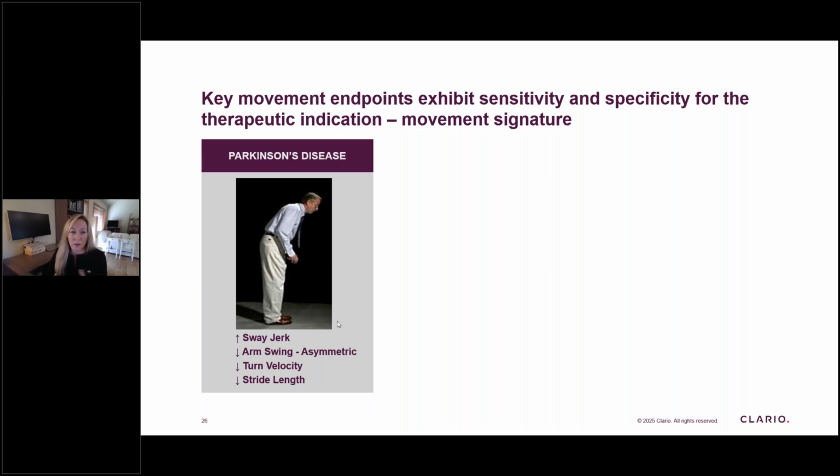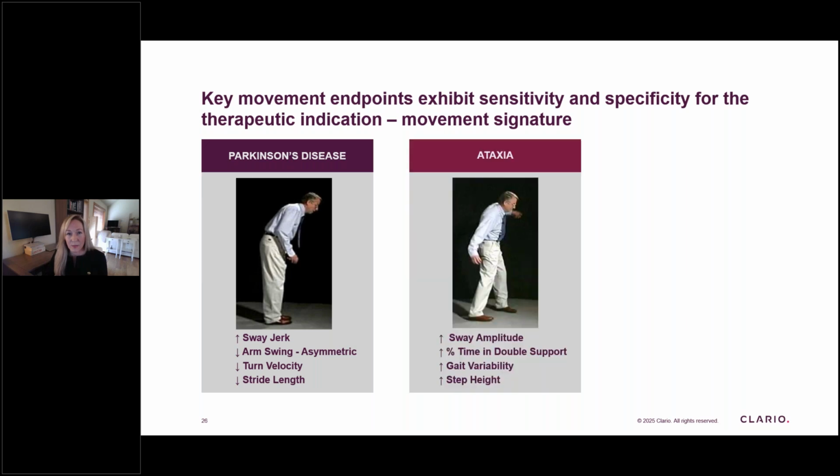But if we look at a different indication, such as ataxia, these endpoints are going to look different. In ataxia, there's disruption of coordination, right? So we see larger, more variable movements, and we see an increase in sway amplitude. We see increased time spent in double support, meaning 2 feet on the ground, so they're trying to maintain more stability. Overall, increased variability because of that impairment of balance while they're walking. And then we see that step height, that kind of staggered gait.